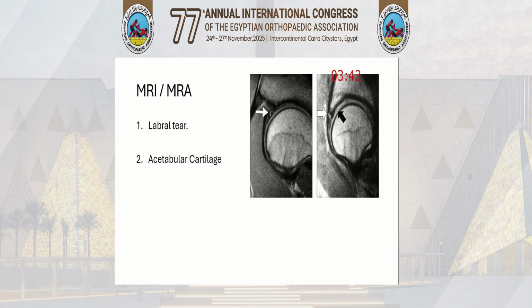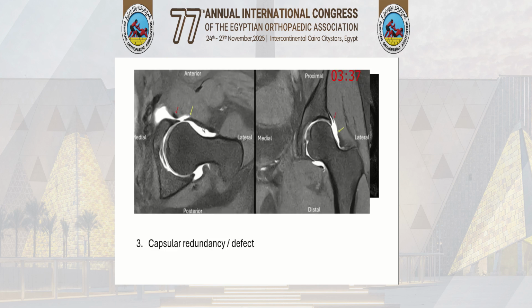MRI or MRA are important for looking into the soft tissue pathology, so labral tears or cartilage damage, and particularly with capsular redundancy, you need an MRA. So this is a patient that had previous hip arthroscopy and has a sense of anterior instability, and you can see with the MRA, she has a defect that you can appreciate on the axial views and a larger defect that could be appreciated on the coronal views of her capsule.